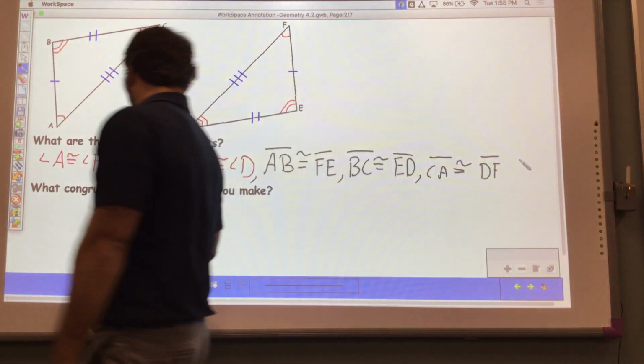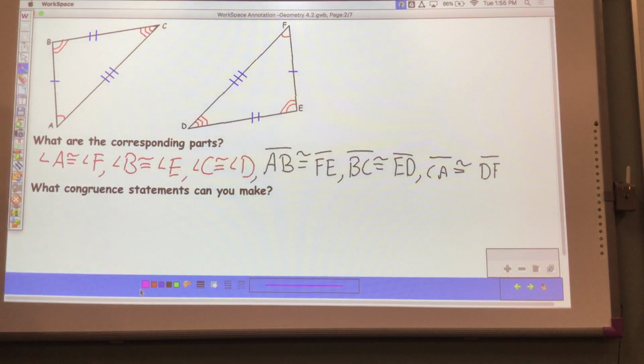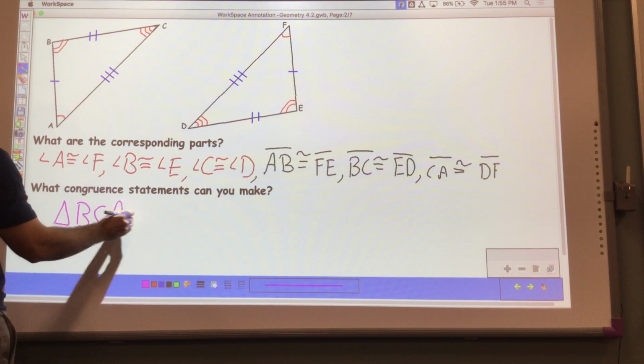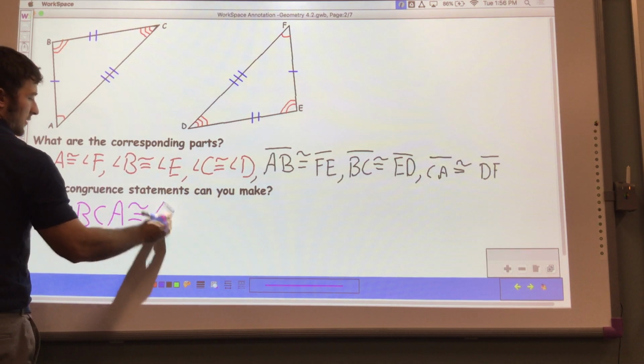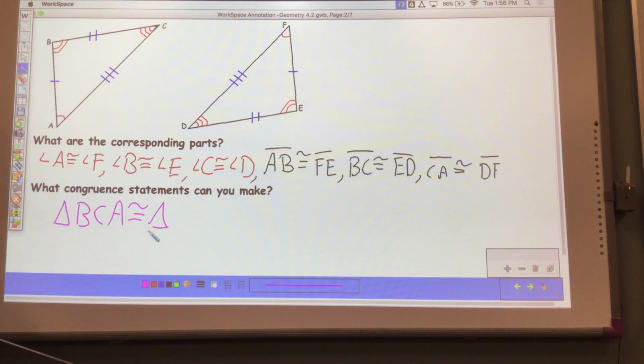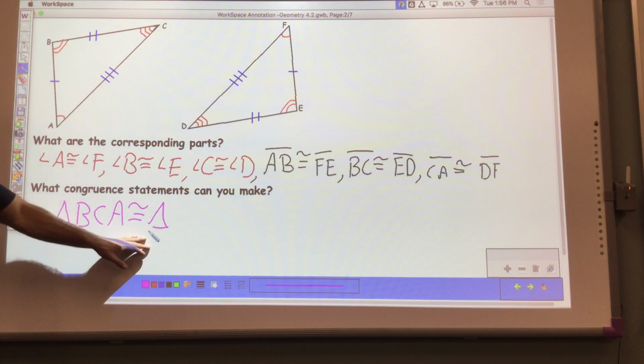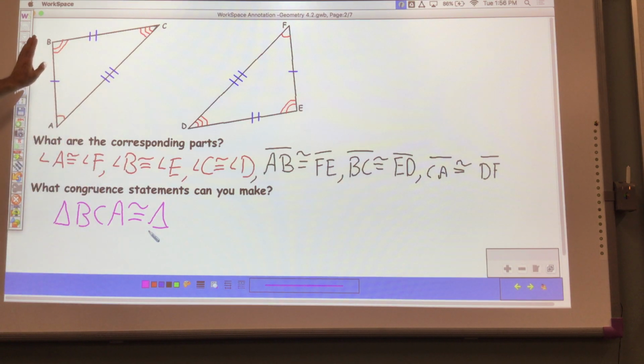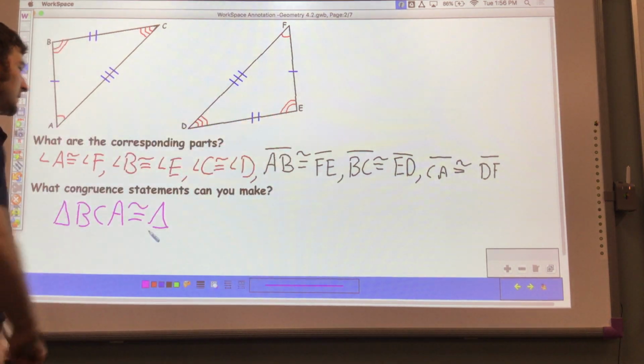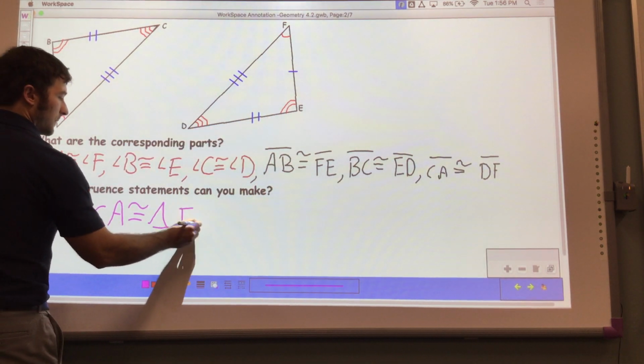What congruent statements can you make? Now, when I'm writing a congruent statement, I like to pick out one of my triangles, so this one, and put my letters in any order. So let's say I want to go triangle BCA. So then the second triangle is dependent on which order you put these in. So I got to go, okay, which one matches B? That's E, so E comes first here.